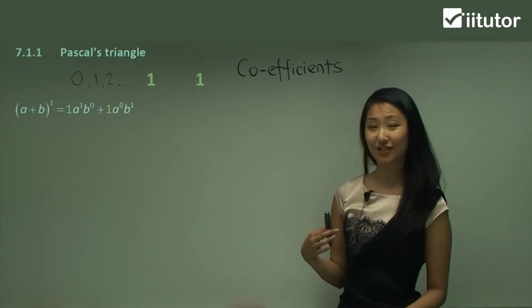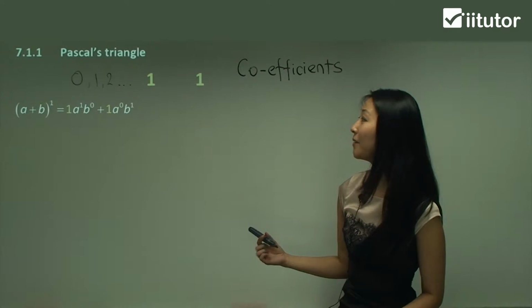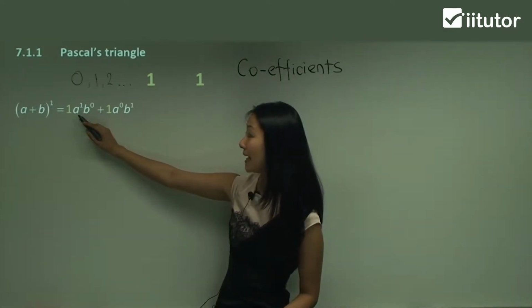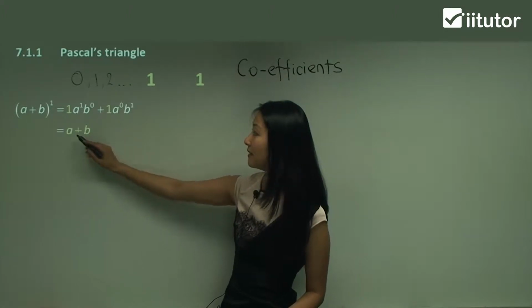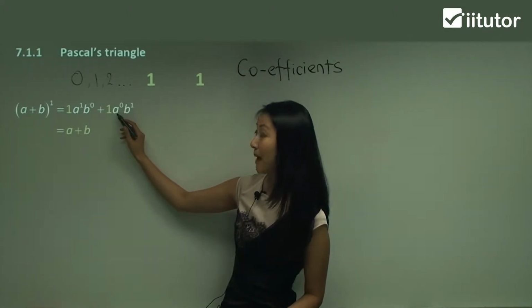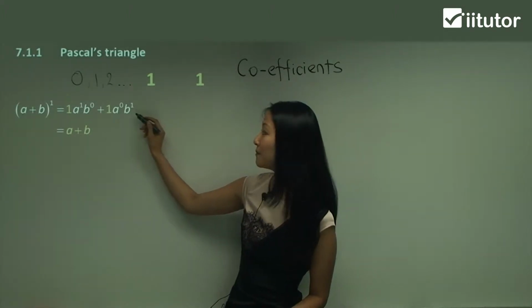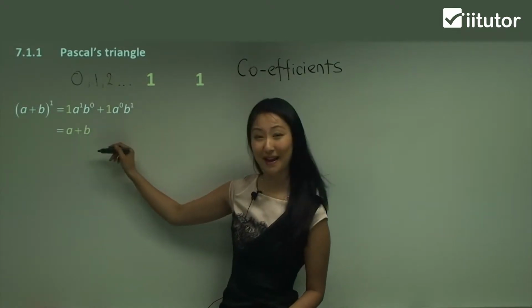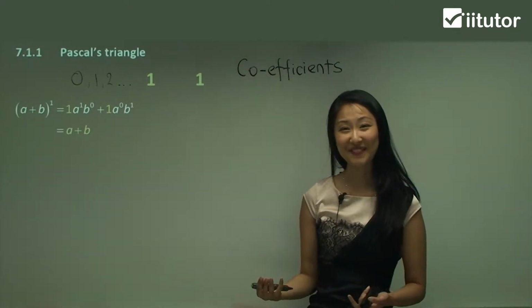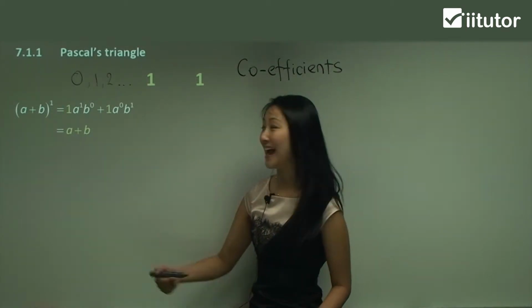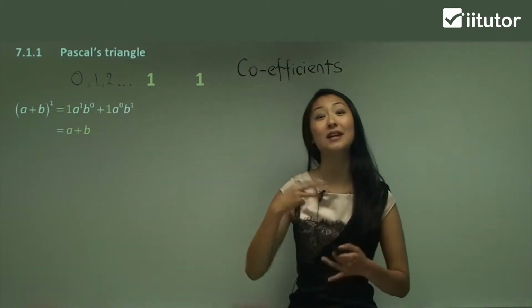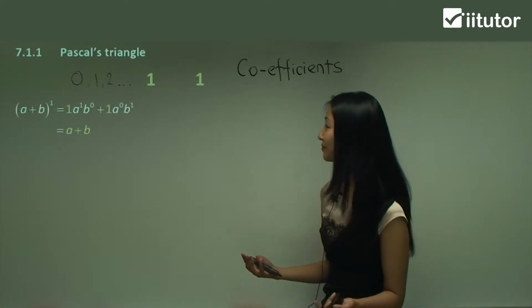And all you need to do now is simplify. So that just becomes a times b to the power of 0, which just equals 1. And here you have a to the power of 0, which just equals 1, times b. So you get a plus b as your expansion. All right, so this may seem like an overcomplicated way to expand this, but this is just a method that we're trying to learn here.